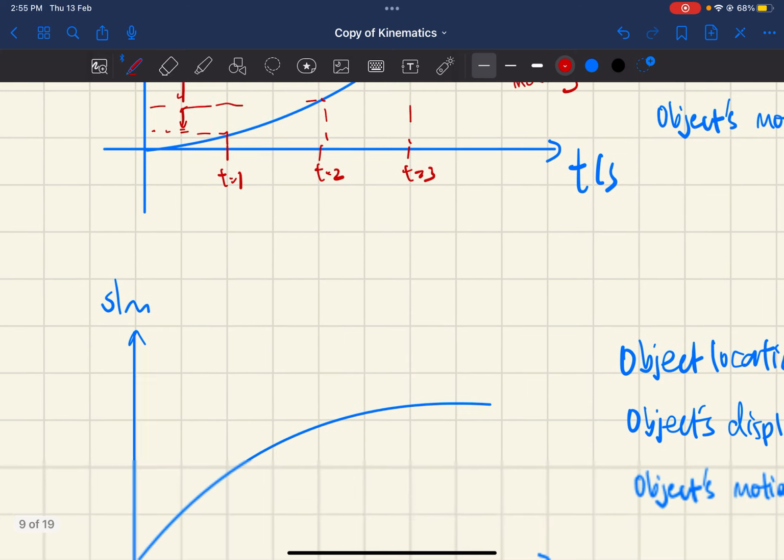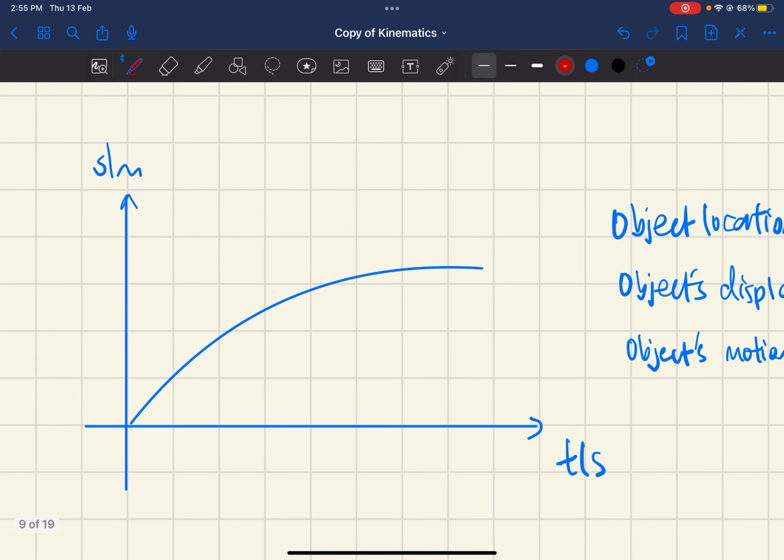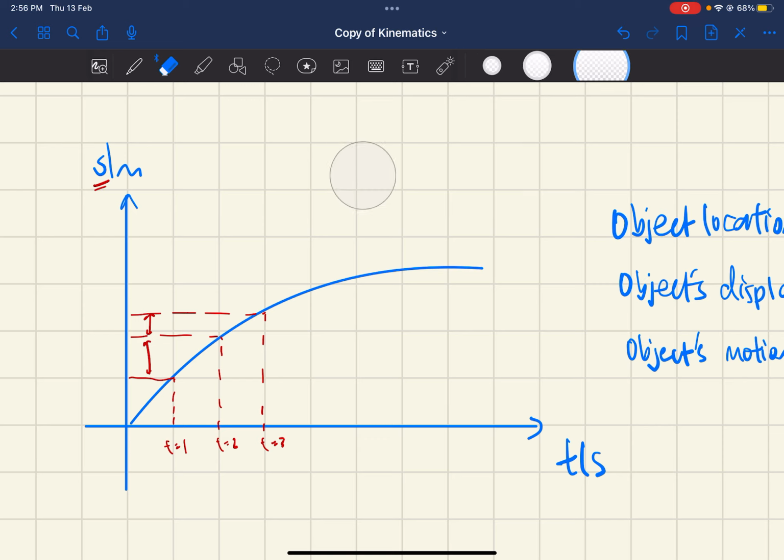Last graph over here. This one is a displacement time graph as well. S is displacement. As you can see, after every second that has passed by, the gap between the lines gets smaller and smaller and smaller. This is the first gap. This is the second gap. So the gaps are getting smaller. So your line is increasing at a decreasing rate, which means that your displacement is increasing at a decreasing rate.